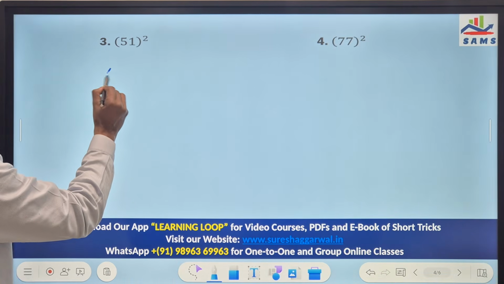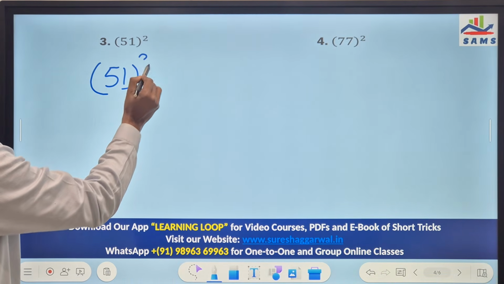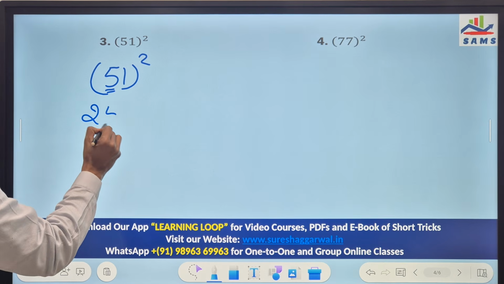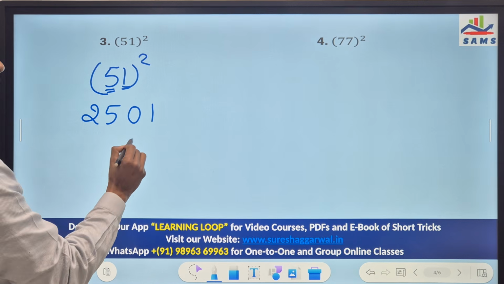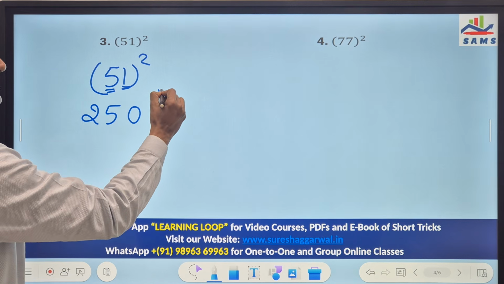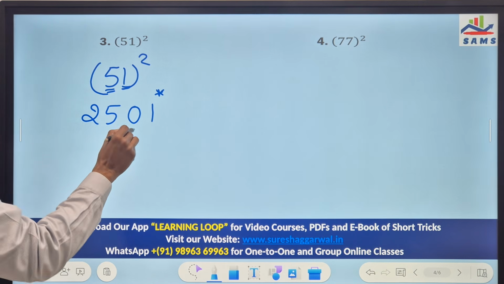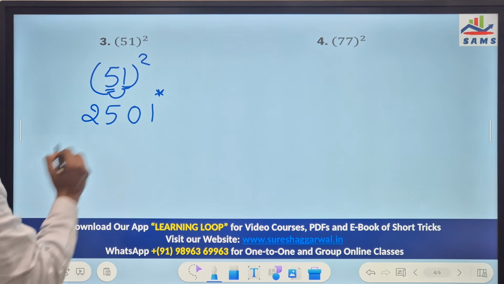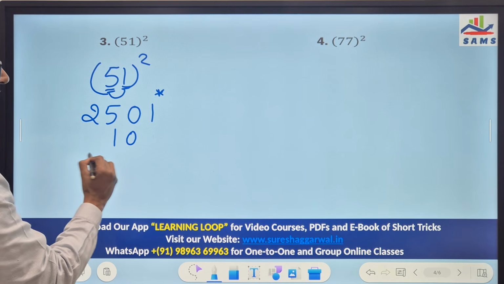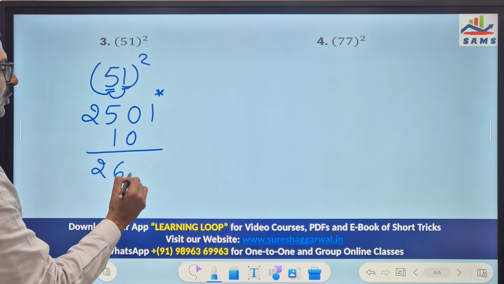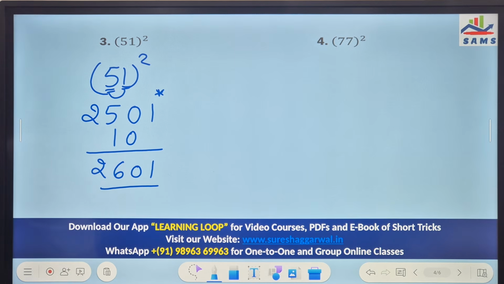See 51 square. 5 square is 25. Now be careful here. 1 square is 1 only. So I will write 01. Now this is important. I will put a star here. This is an important step. Now 5 times 1 is 5. Double of 5 is 10. Leave one digit and write 10 like this. You will get 2601 as the square of 51.